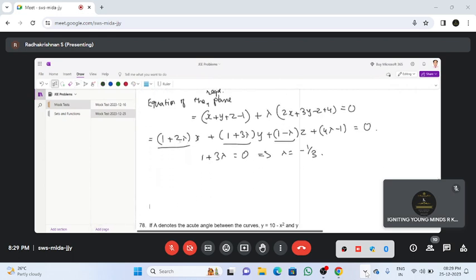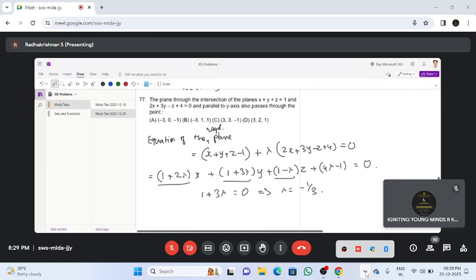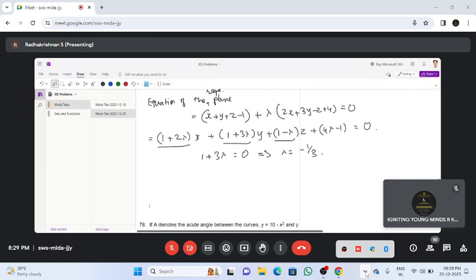Now you substitute the lambda in this and see which point it passes through. 4 points are given. So we have to put x, y, z and check which point really passes through this plane. So therefore, the equation of the plane, let us write now.